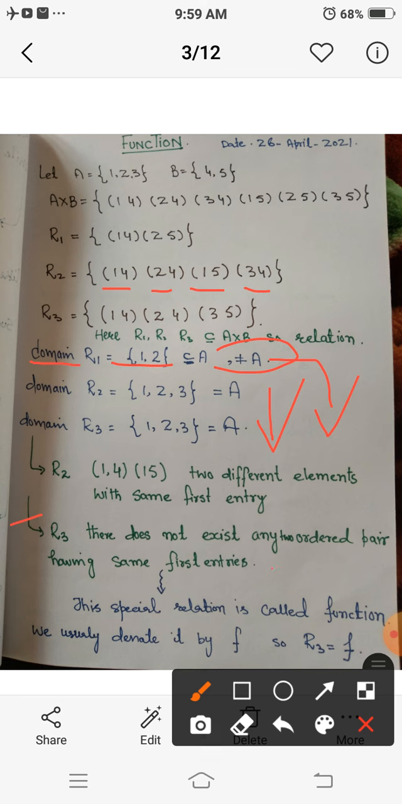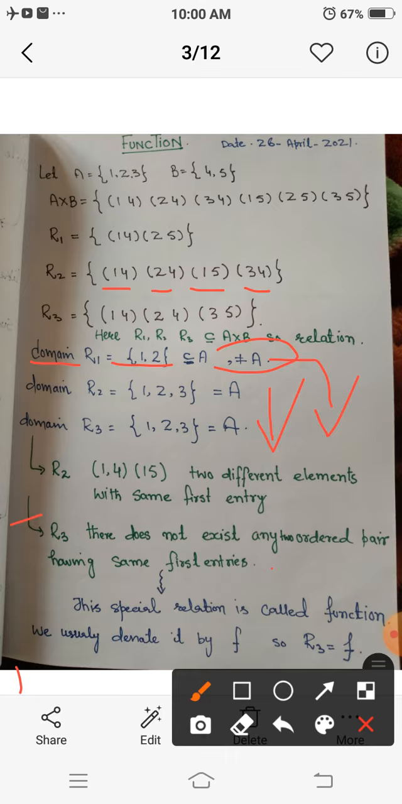So what is simply a function? A function is simply a special relation, and in a function the domain equals the first set, like in R3 where the domain equals set A, and there do not exist any two ordered pairs having the same first entries. A relation is simply denoted by R from A to B. Now this function, or special relation, is usually denoted by F in order to differentiate between relation and function.